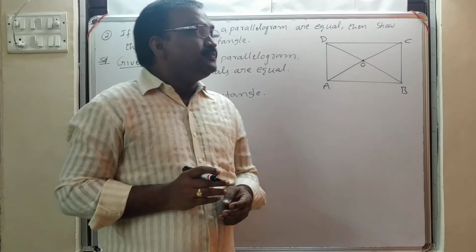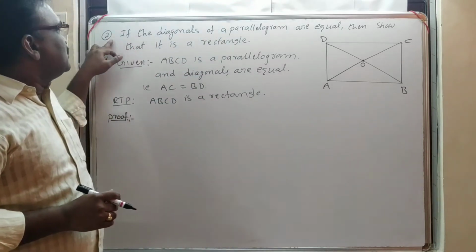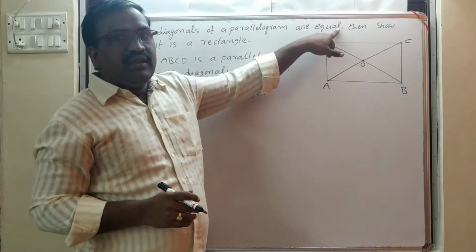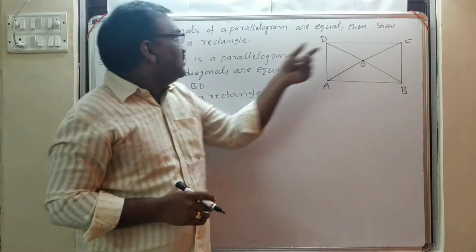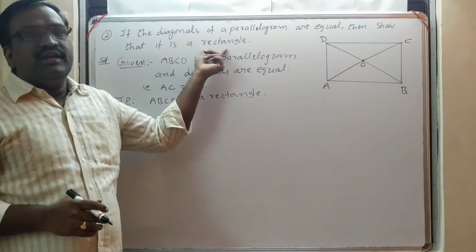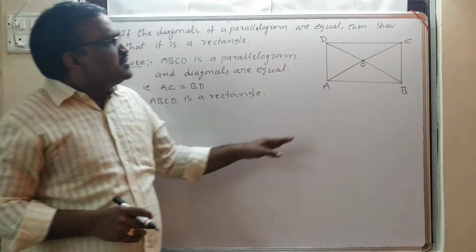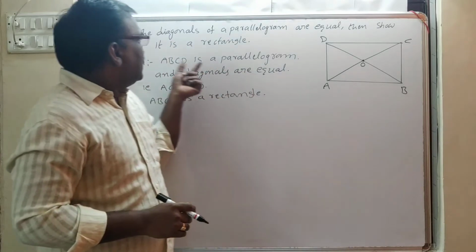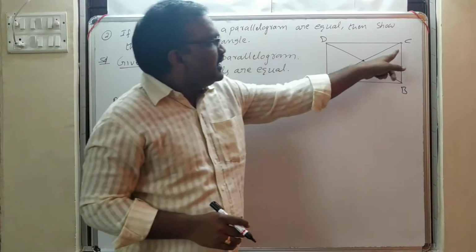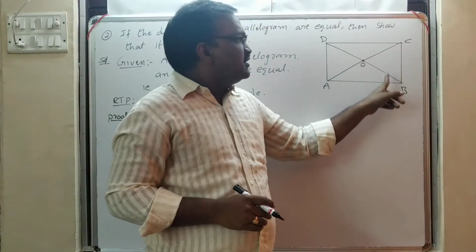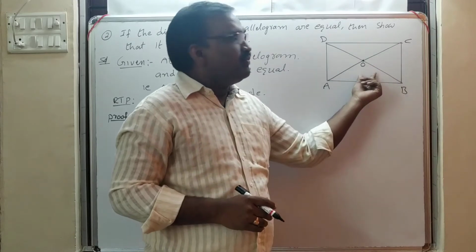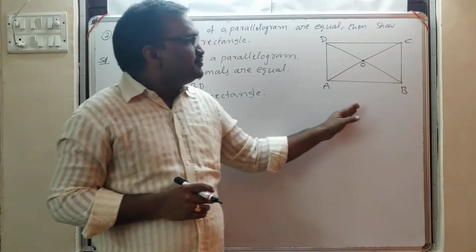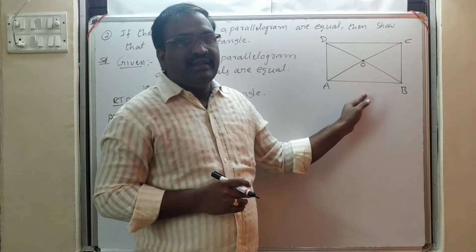See the next problem. If the diagonals of a parallelogram are equal, then show that it is a rectangle. Take ABCD as a parallelogram, and AC, BD are the diagonals. So these two are also equal. Then prove that ABCD is a rectangle. How to prove ABCD is a rectangle?